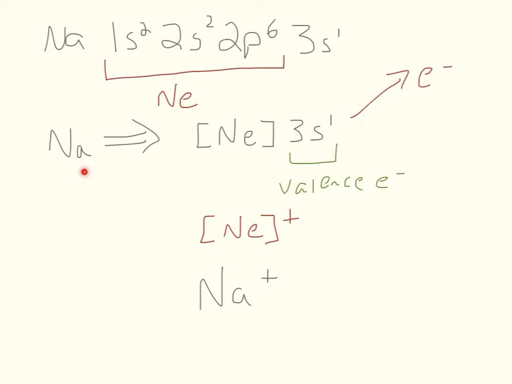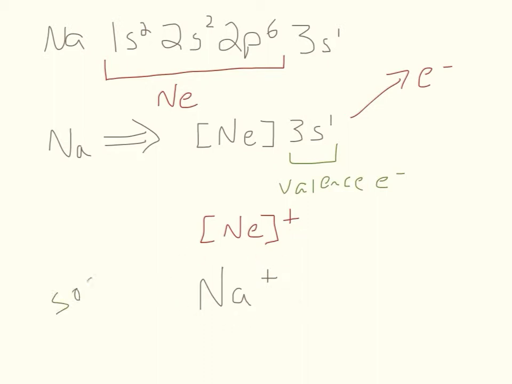Why are atoms unstable? They don't have a full outer shell, a full set of valence electrons. So in this case, it's going to lose the valence electron. The electron configuration will look like neon, but it'll have a positive charge because it lost an electron, which is what charge? Negative. So we write the sodium ion.